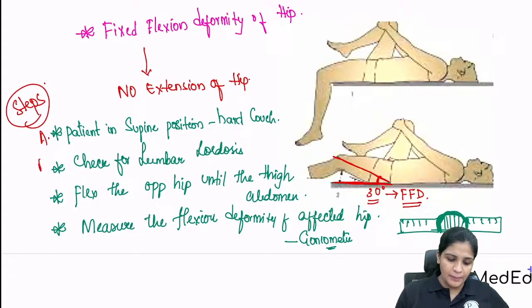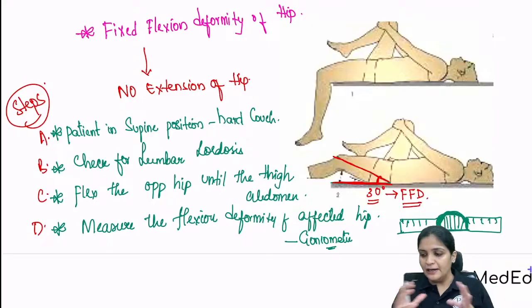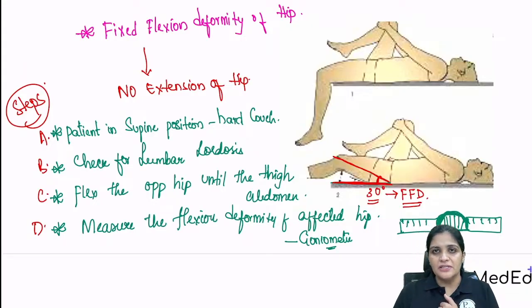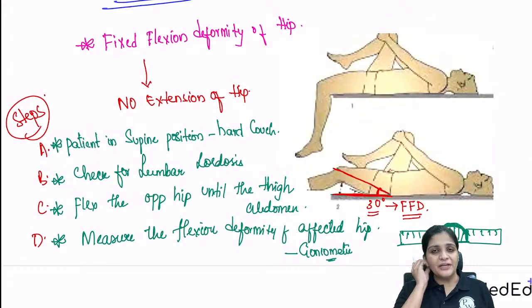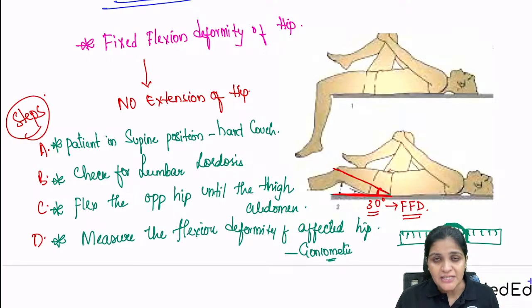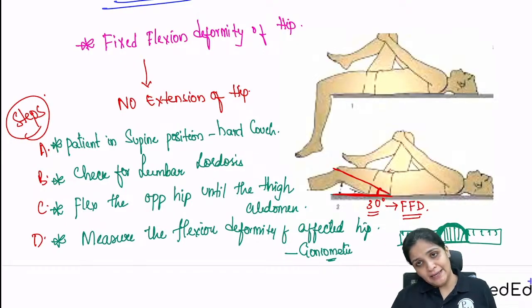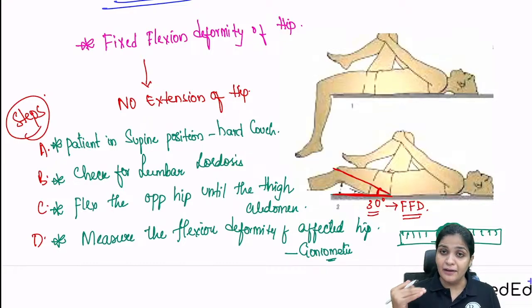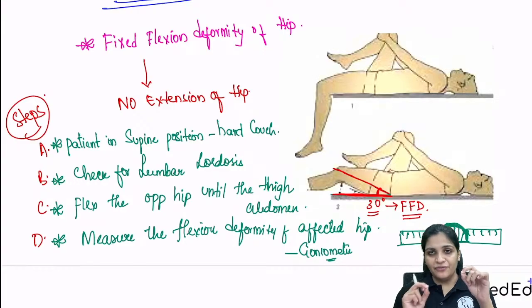They have put A, B, C and D and they have jumbled it and they have asked you to put it in the order. So this is the concept behind your fixed flexion deformity. So what you do, you put the patient on the couch and first you check for the lordosis, then you flex the opposite hip. Opposite hip, when you flex, you can see there is some deformity which you can create in the affected limb, and this deformity is measured by goniometer, where you place the two different scales and you measure it, right? So that is your fixed flexion deformity of the hip.